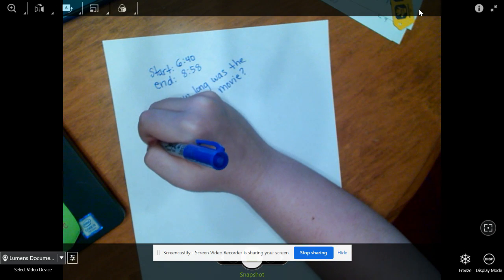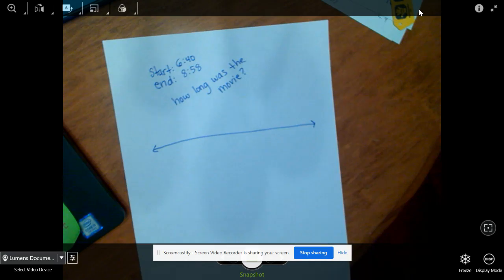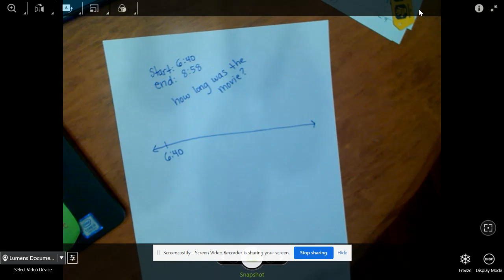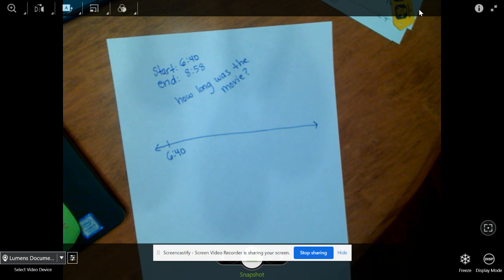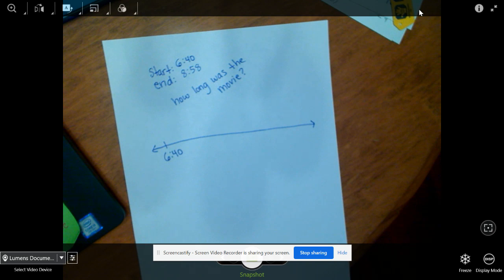And so when we use a number line to solve elapsed time, we're going to start at our start time, which is 6:40. And we're going to hop on this number line all the way until we get to 8:58. Now, I can hop in any way that I want to. I can hop by 10 minutes at a time. I can hop by 30 minutes at a time. But what's really important is that you're being accurate with your math. And so the best way to do this would be to do things that are a little bit easier to add up in your head.